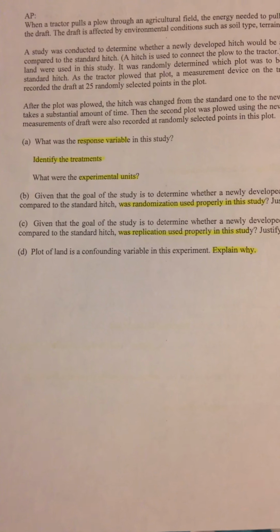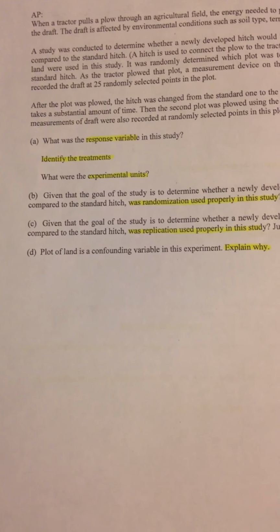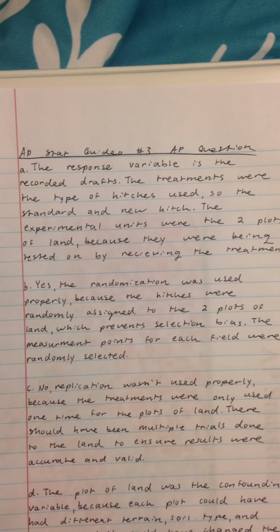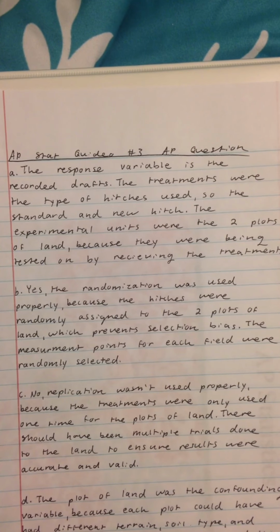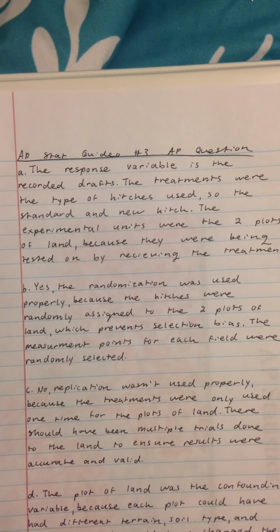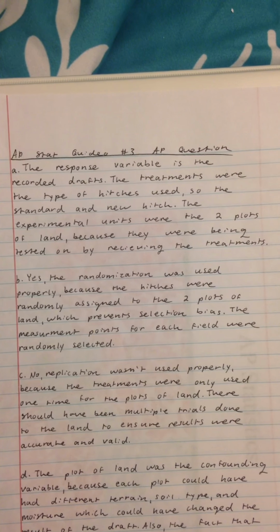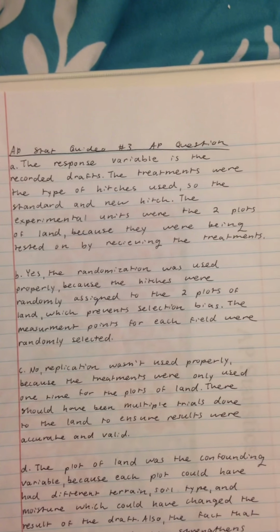So part A is what was the response variable in the study, identify the treatments, and what were the experimental units. So the response variable is the recorded drafts. The treatments were the type of hitches used, so that includes the standard and the new hitch. The experimental units were the two plots of land because they're being tested on and receiving the treatments.